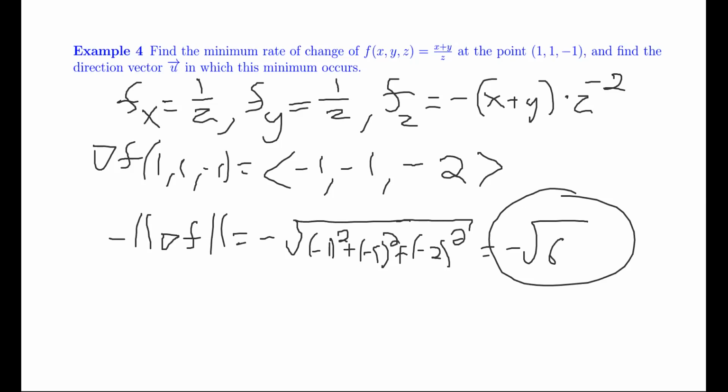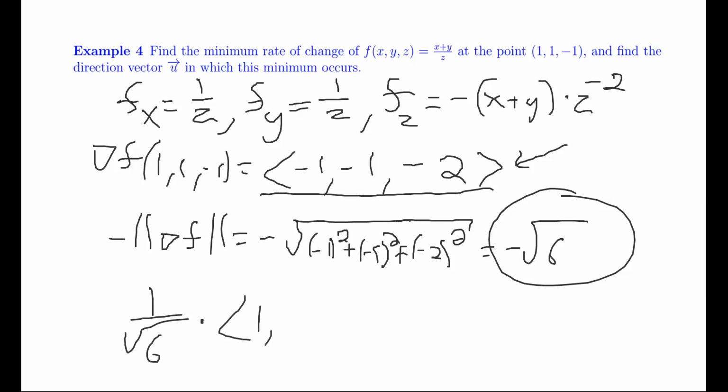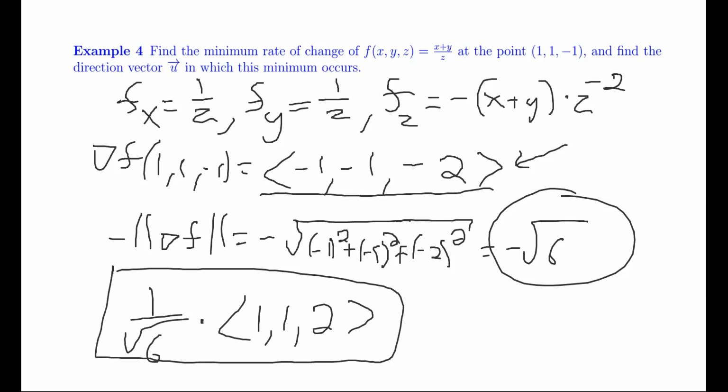And what direction does it occur in? Well, it occurs in this direction, but we want the unit vector in that direction. And so we just take all of that. Oh, excuse me, it occurs in the negative of that direction, because this is our gradient vector of f here. We want the negative of that direction for our minimum, the direction of our minimum rate of change. So we get 1 over root 6 times the vector 1, 1, 2. All right. And this is the direction in which that minimum rate of change occurs.